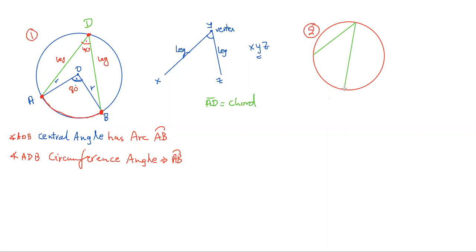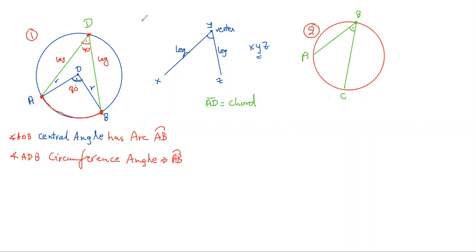That's a circumference angle. Let me name it A, B, and C. The circumference angle's vertex lies on the circumference and it has 2 legs. This is the first leg, this is the second leg, and it has an arc AC.